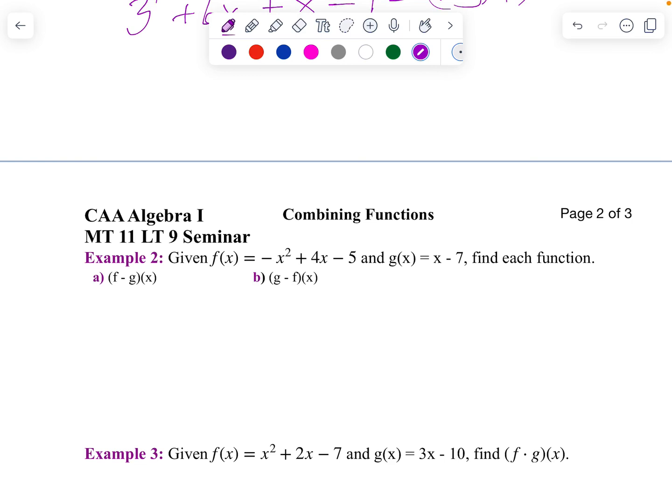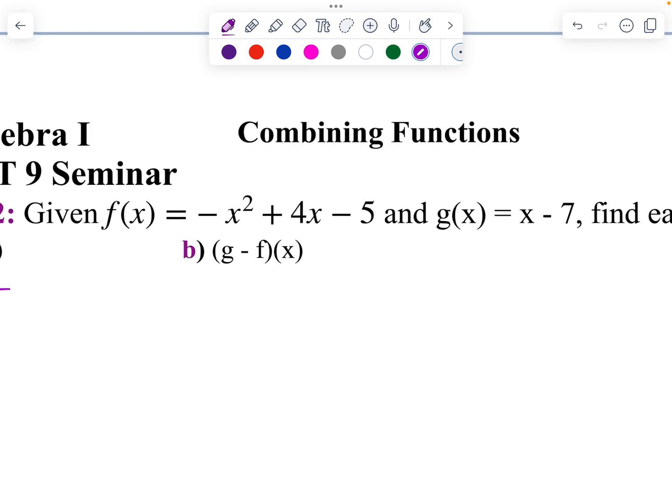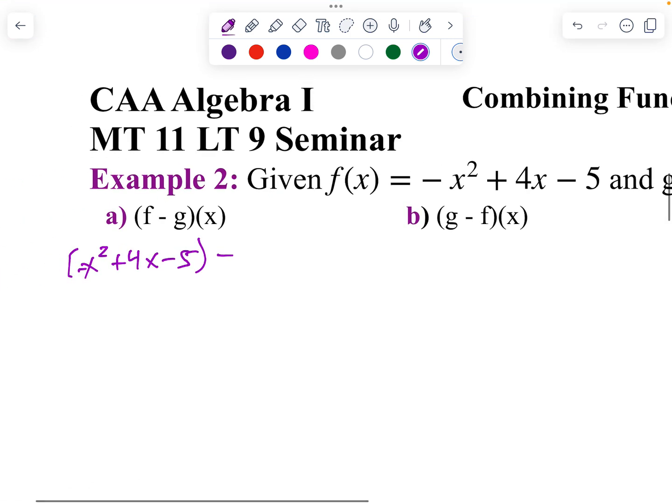On example 2, we're going to subtract our functions. And yes, order matters when you subtract. Order doesn't matter when we add, but it does matter when we subtract. So I think I'll do this slowly on the seminar. We're going to take f, which is negative x squared plus 4x minus 5. We're going to subtract g, which is x minus 7.